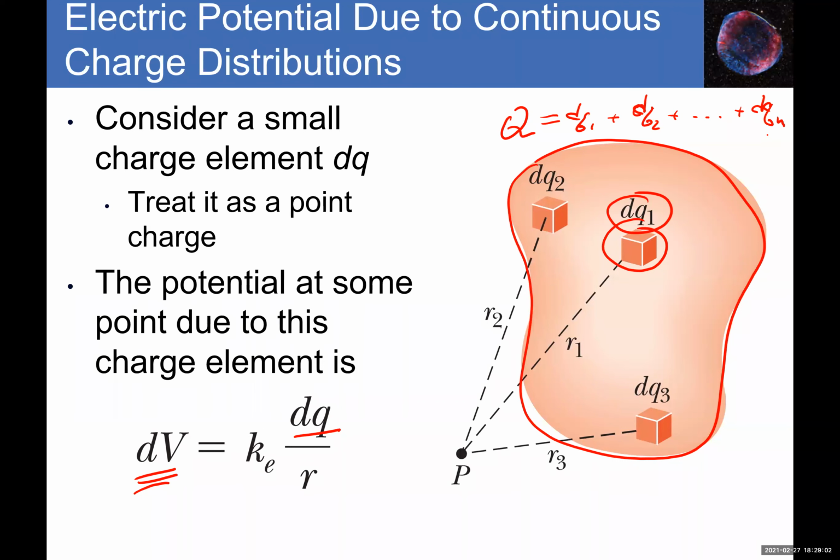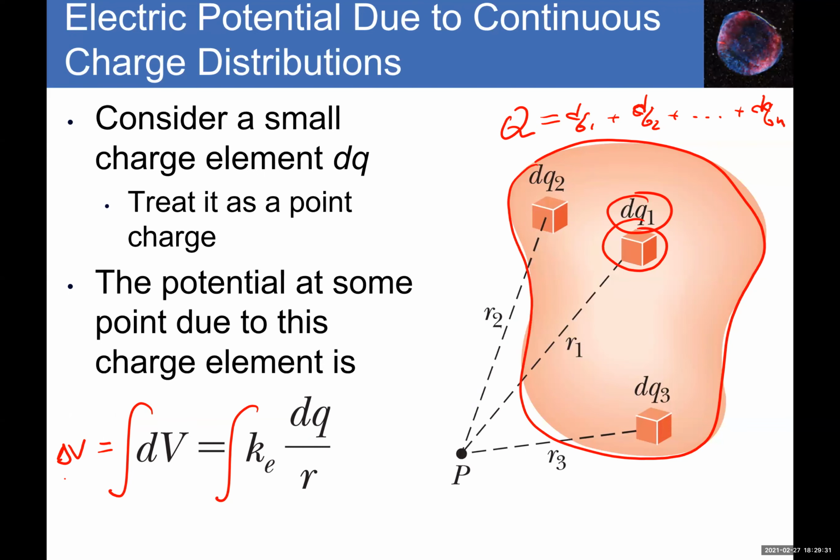Then what we do here is first choose one and get the expression for that, and then we can generalize it. So then take a derivative, or sorry, integral of both sides. The left side is basically your delta v, and the right side is the integral of k dq over r, considering the contribution from all those tiny elements from the entire object.